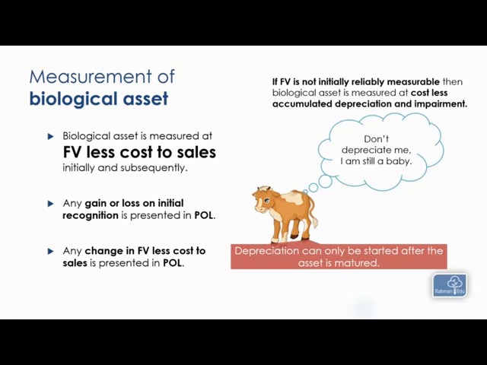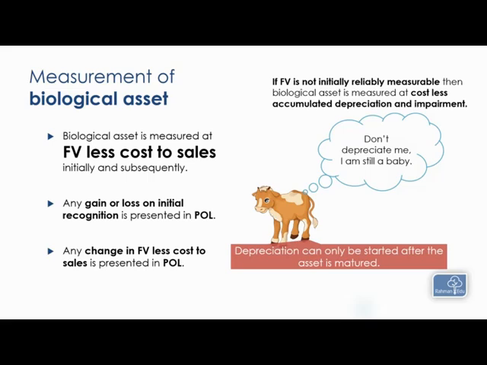If fair value subsequently is reliably measurable, then you must measure this biological asset from that point at fair value less cost to sell. You need to understand that for an immature biological asset, you should not charge depreciation. So wait till the asset becomes mature, after that start charging depreciation.